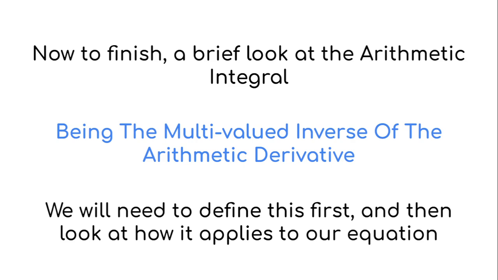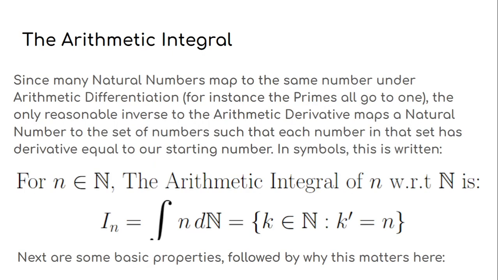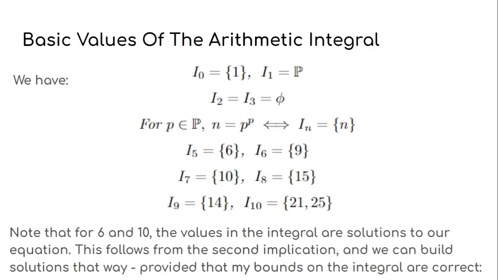To finish, as I said before, we will be taking a brief look at the arithmetic integral. So what is that? Similarly to calculus, the arithmetic integral is effectively an inverse of the arithmetic derivative, and it's defined as follows. I of n, or the arithmetic integral of n with respect to the natural numbers, is the set of all numbers k such that k prime, so the arithmetic derivative of k, is equal to n, which is the number we used in the argument for the integral. This is still a bit nebulous, so I'm going to do some examples just to illustrate what I mean. Consider that I of 1 is all of the prime numbers, since every prime number maps to 1 under arithmetic differentiation.